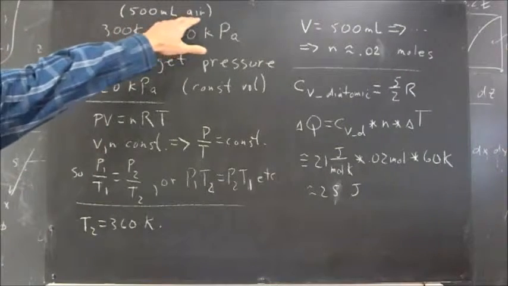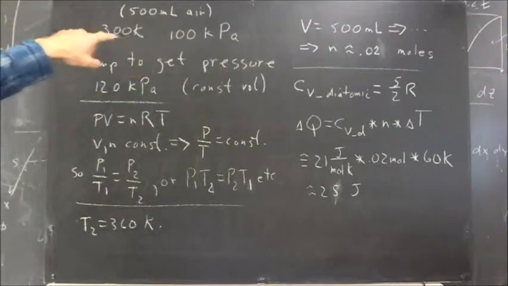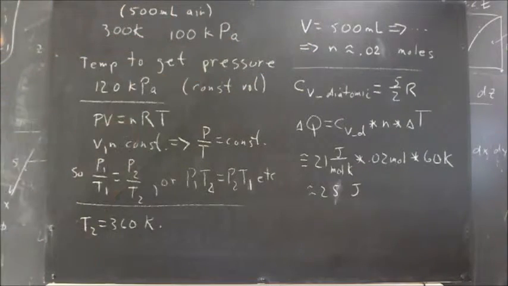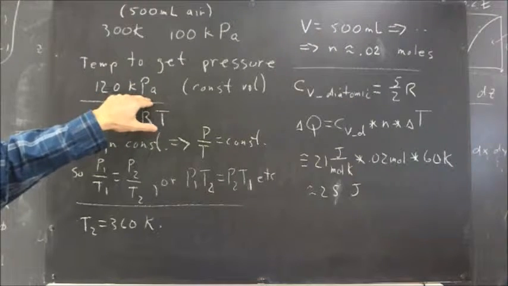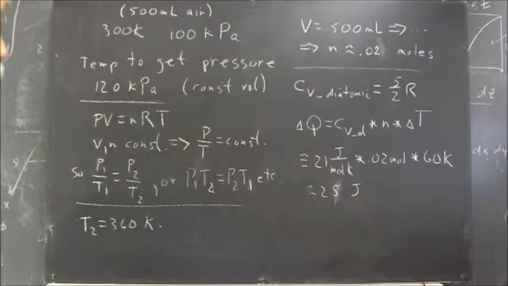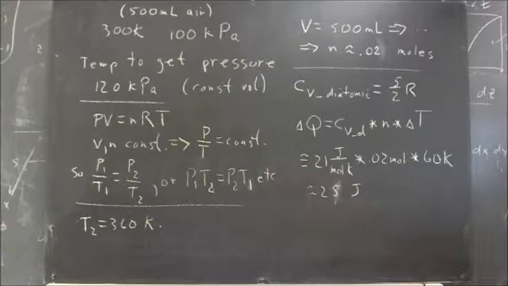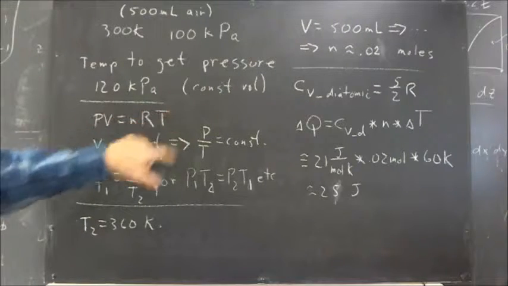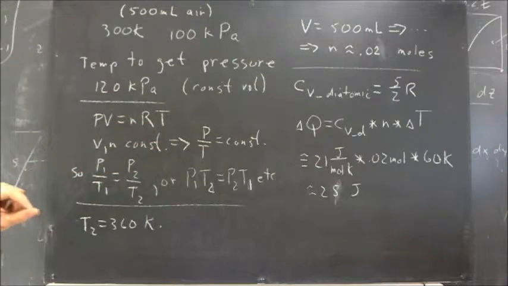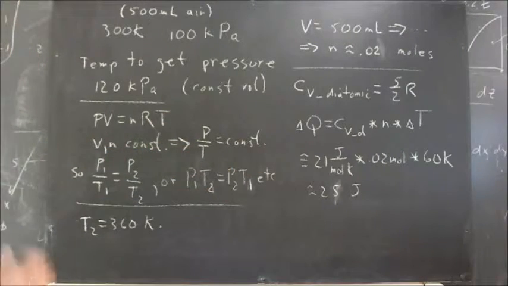500 milliliters of air, and that's not important for the first question, but we're going to use it over here. 300 Kelvin, 100 kilopascal. We want to raise the temperature to get the pressure to 120 kilopascal at constant volume. We can rearrange PV equals nRT, putting n, R, and V on the right-hand side. All those will be constant in this case, and conclude that P over T is therefore constant.